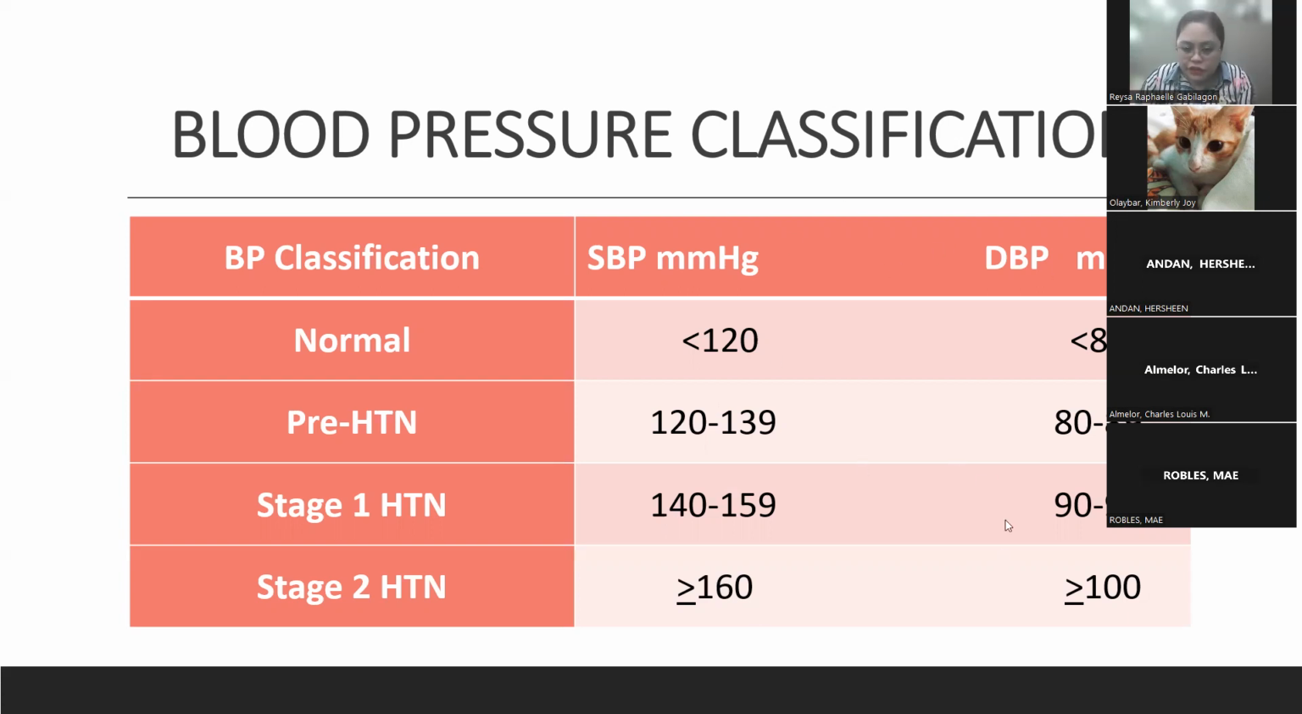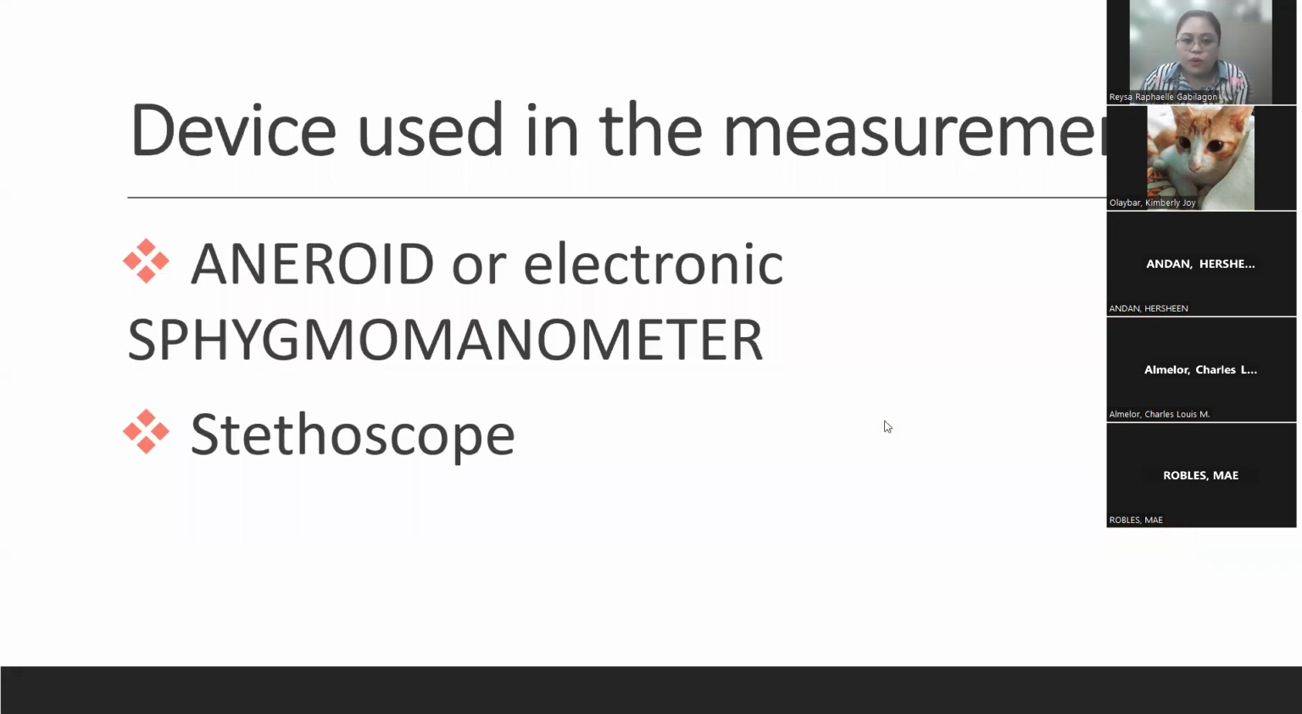Okay, so balikan nyo ito, and then syempre lalabas pa rin siya sa laboratory exam natin. So I'll be giving you numbers for the blood pressure, and then you have to properly classify them. Okay, whether the patient has a normal BP or hindi pa siya talaga hypertensive but pre-hypertensive na, and so on.